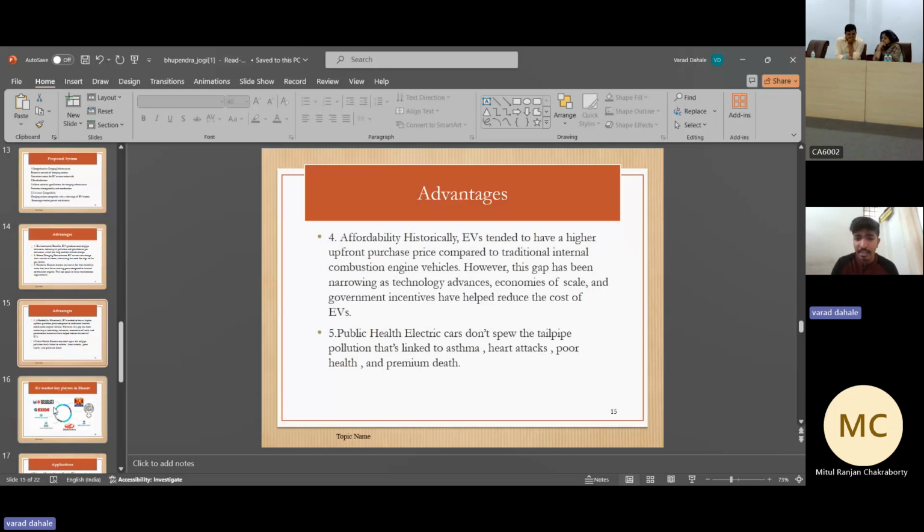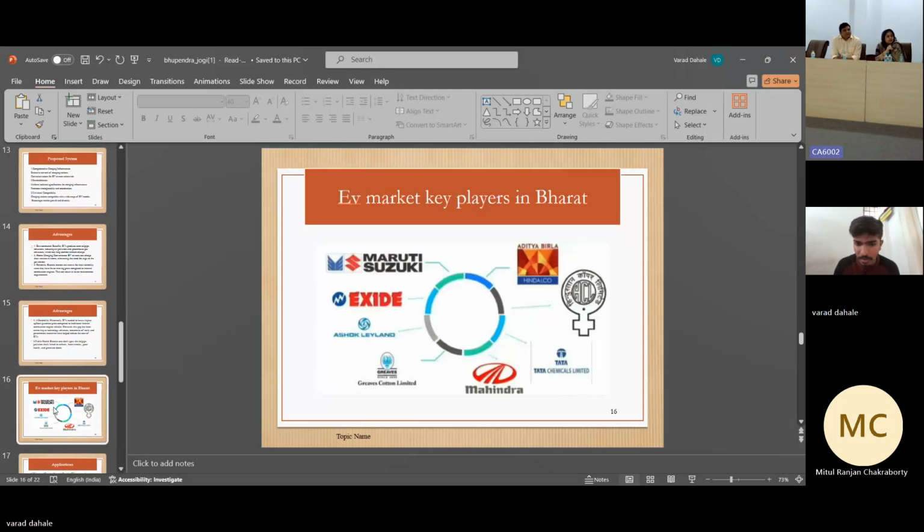Affordability: historically EVs tended to have a higher upfront purchase price compared to traditional internal combustion engine vehicles. However, this gap has been narrowing as technology advances, economies of scale, and government incentives have helped reduce the costs of EVs. Can you please tell us in very simple terms what you are proposing? Just a summary.